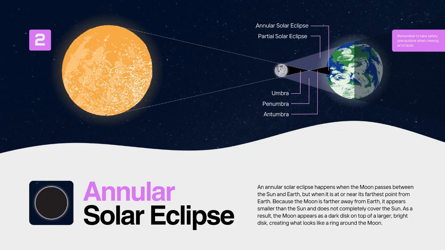Annular solar eclipse. An annular solar eclipse happens when the moon passes between the sun and Earth, but when it is at or near its farthest point from Earth. Because the moon is farther away from Earth, it appears smaller than the sun and does not completely cover the sun. As a result, the moon appears as a dark disk on top of a larger, bright disk, creating what looks like a ring around the moon.